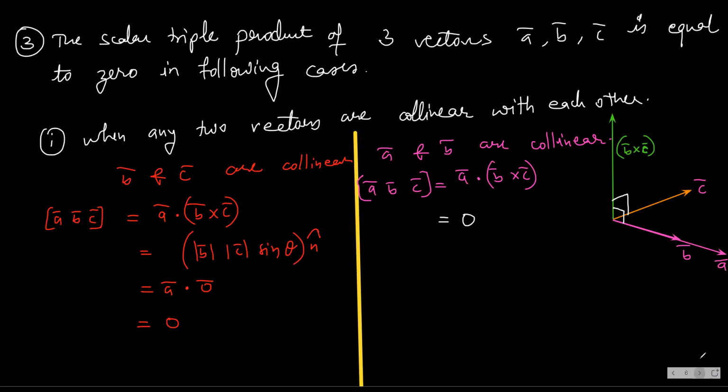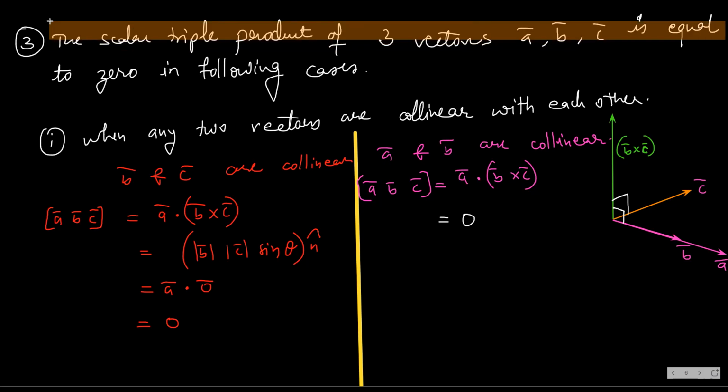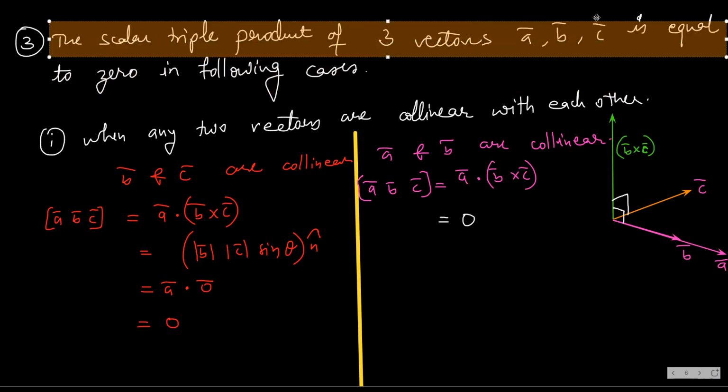Now we go for the second case. What are we learning right now? We are learning that the scalar triple product of three vectors A bar, B bar, C bar is equal to 0 in the following cases. Now the next case, that is the second case, is when any two vectors are equal to each other.